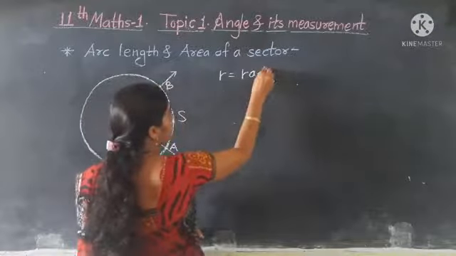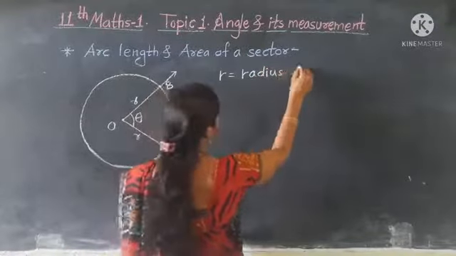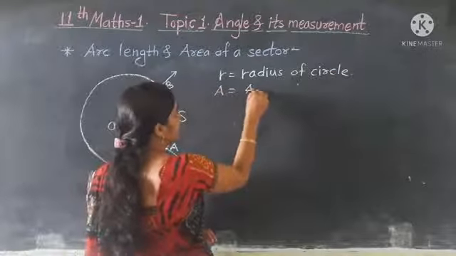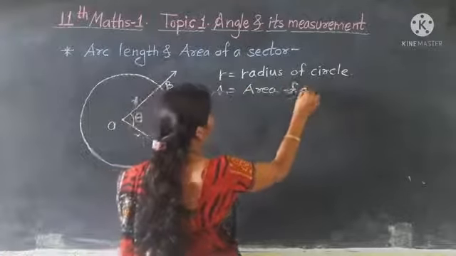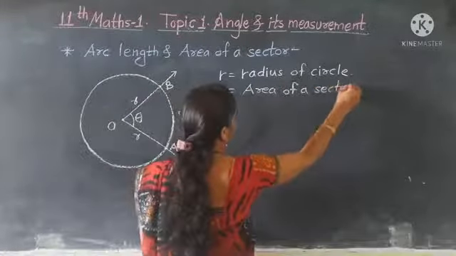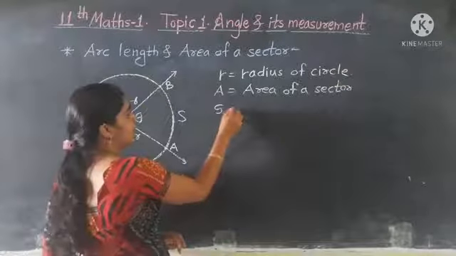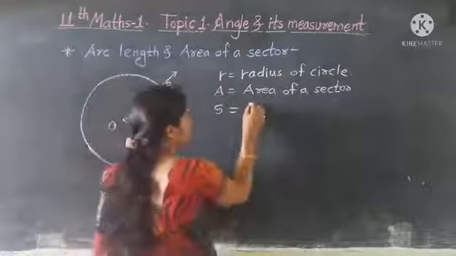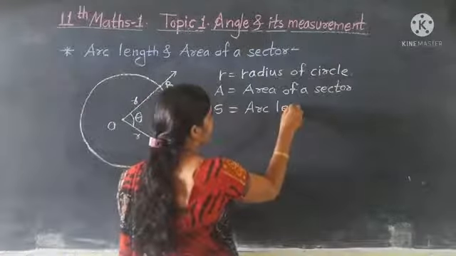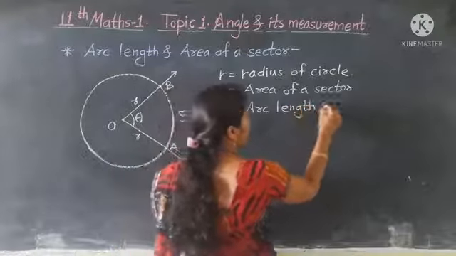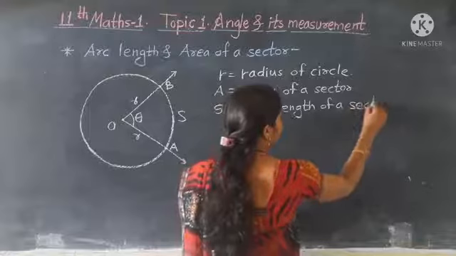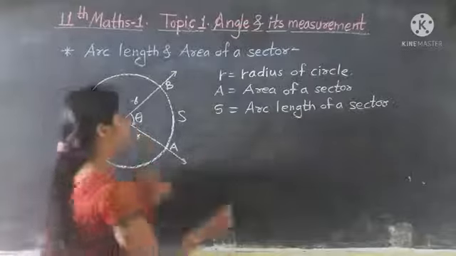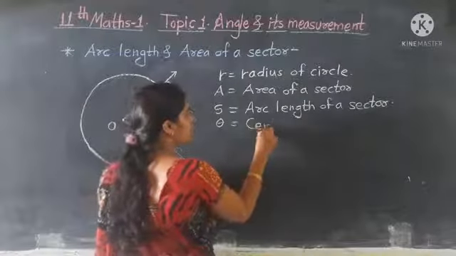R is the radius of the circle. Suppose A is the area of sector. And then suppose capital S. What is the capital S here? Arc length of a sector. R, A and S, you know these things. And then theta. Theta is the central angle.